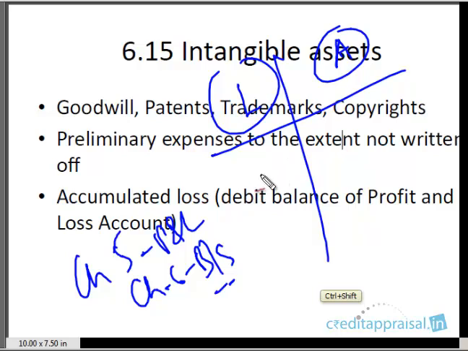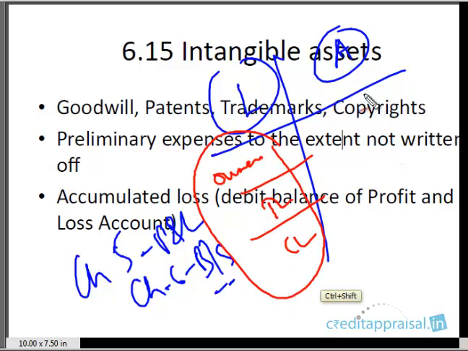Under liabilities we discussed various items, right? The items were broadly classified under owners' funds, term liabilities and current liabilities. We discussed all these items under liabilities. Then we said on the assets side we have some similar classification. We have current assets, fixed assets, non-current assets and intangible assets.